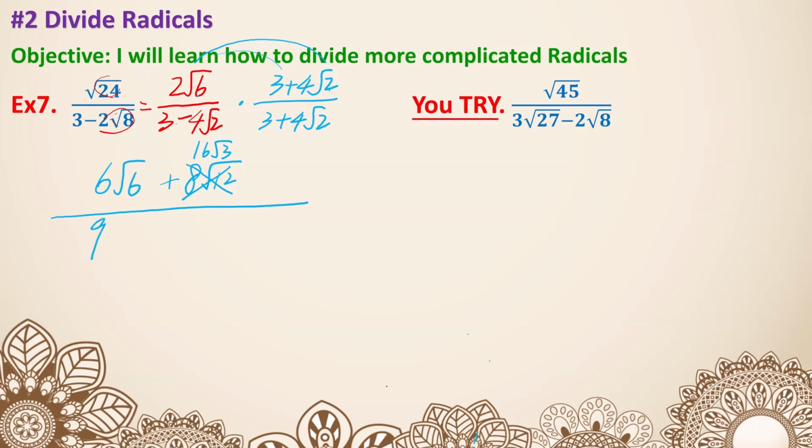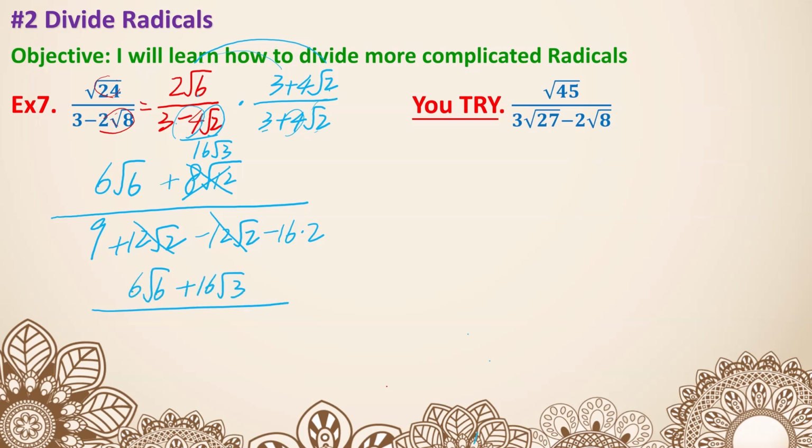3 times the 4 square root of 2 is a positive 12 square root of 2. Negative 4 square root of 2 times 3 is a negative 12 square root of 2. Lastly, negative 4 times the 4 is a negative 16. Square root of 2 times square root of 2 is an extra 2 multiplied with a negative 16. Cancel things out. We're left with a 6 square root of 6 plus 16 square root of 3 on the top. On the bottom is a 9 minus 32, which is a negative 23. We can separate them. Negative 6 square root of 6 over 23 minus 16 square root of 3 over 23. That's example 7. Example 8.